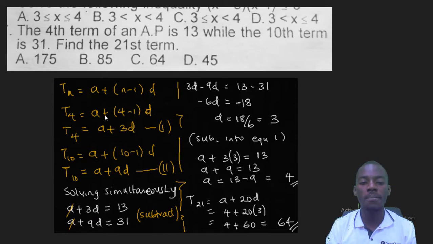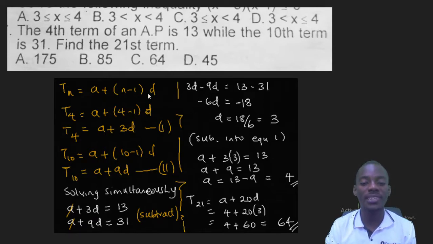Here a means the first term, while n means the number of the term. In this case, it's the fourth term, because they say the fourth term of an AP is 13. That means it will become a plus (4 minus 1)d. Why 4 minus 1? Because it is the fourth term. That minus 1 is from the formula. Then d is the common difference. So the fourth term is a plus 3d.